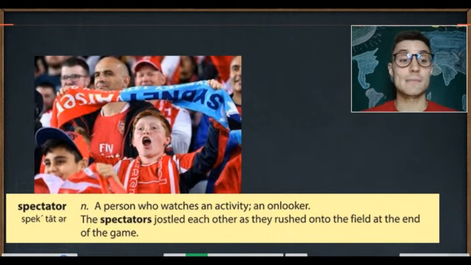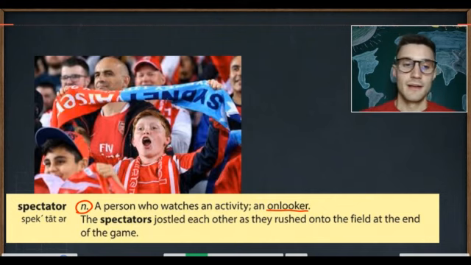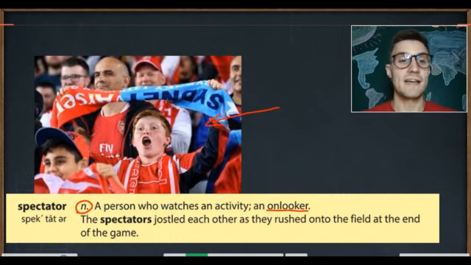Next, it's spectator. Spectator is the name of a person who watches an activity, an onlooker. Onlooker is a synonym for spectator. It's a word with a similar meaning. The spectators jostled each other as they rushed onto the field at the end of the game. This boy is a football spectator. He's an onlooker of football.